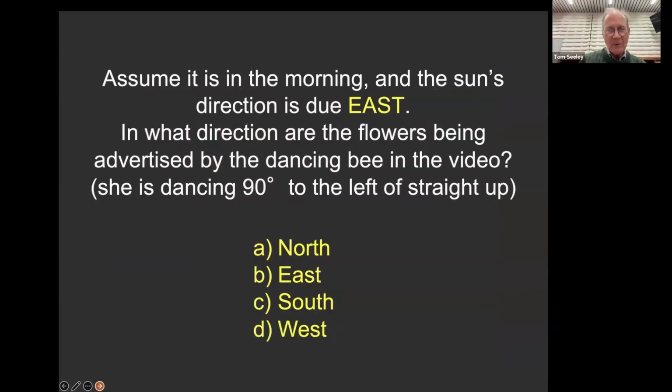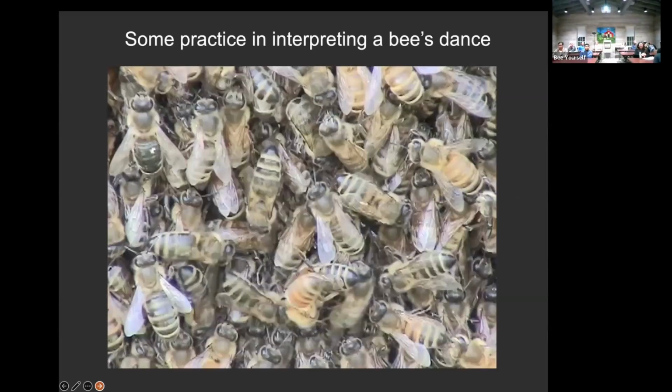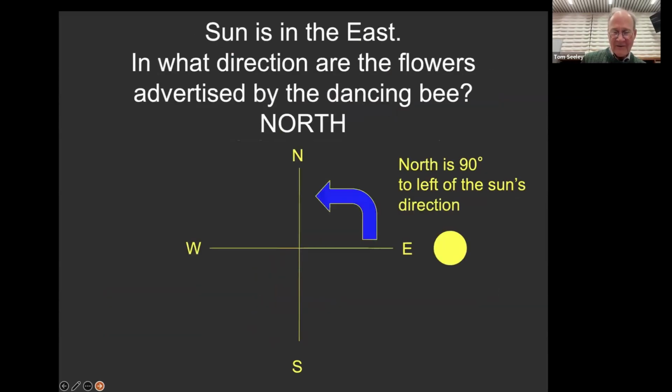Let's assume it's the morning and the sun's direction is due east. Now, in what direction are the flowers being advertised by the dancing bee in the video? And remember, and I'll repeat, she's dancing 90 degrees to the left of straight up, and the sun is in the east. So what's the direction of the patch of flowers? I'm going to say north. You're right. You are right. It is north.